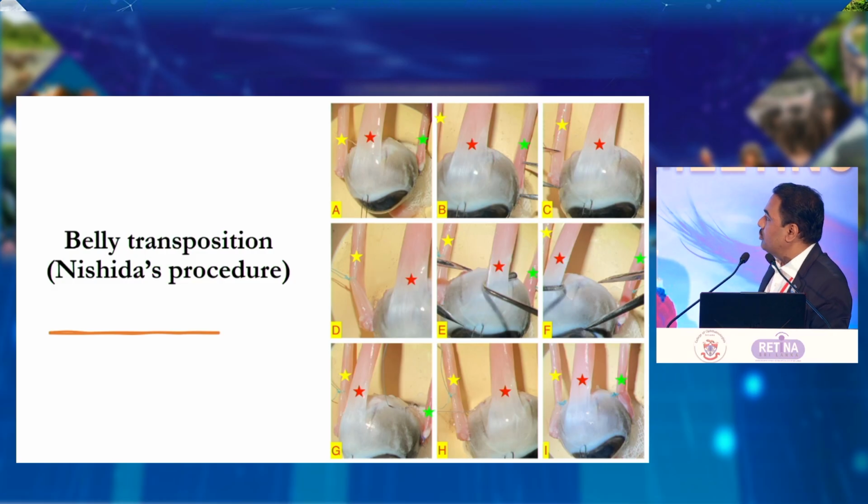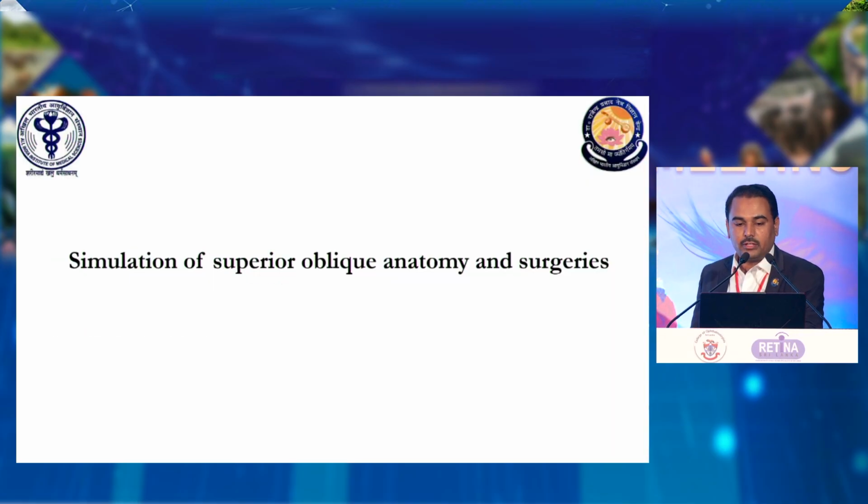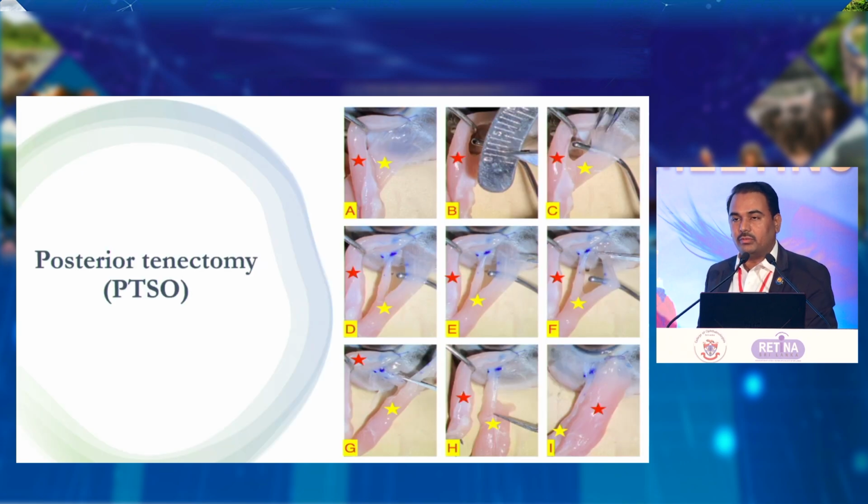So this is Nishida's procedure or belly transposition. We have 2 rectus muscles, vertical is there. In the respective quadrants, around 8 millimeter, right, you are going to pass the suture, and 14 millimeter from the limbus in the respective superior-temporal and superior-nasal quadrant, you are going to transpose the rectus muscle. These are the procedures that almost cover 95% of strabismus surgery.